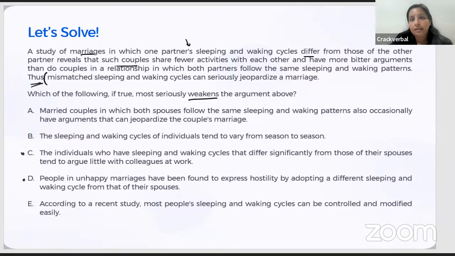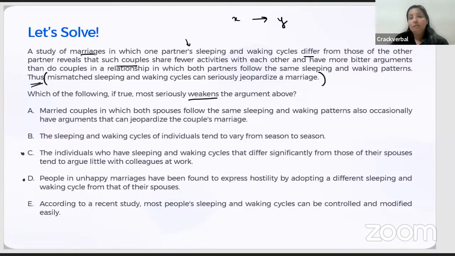Mismatched sleeping and waking cycles can jeopardize a marriage. Okay, so they're saying X once again is causing Y. This is a very common thing. Causal relationships are something that you see very, very often in assumption-based questions. When I say assumption-based questions, for those of you who are already well into your prep: strengthen, weaken, identify the assumption, evaluate the argument, all of these are assumption-based questions. So these kinds of causal relationships are something that you see very, very often.